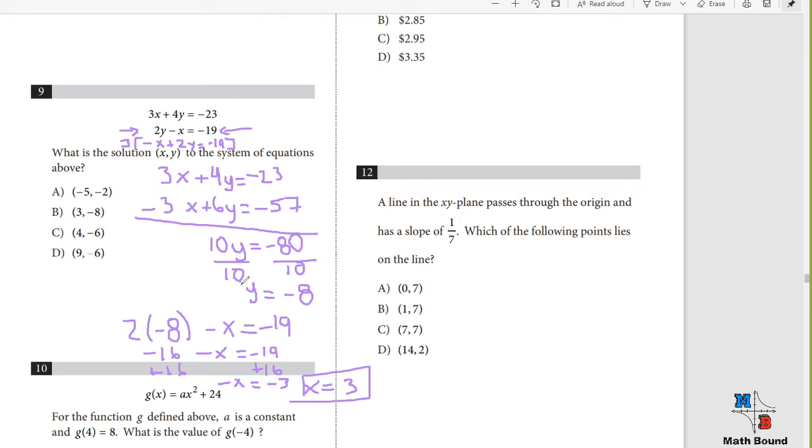Here's my x, here's my y. So the coordinate should be (3, negative 8). There it is. It's B right there.